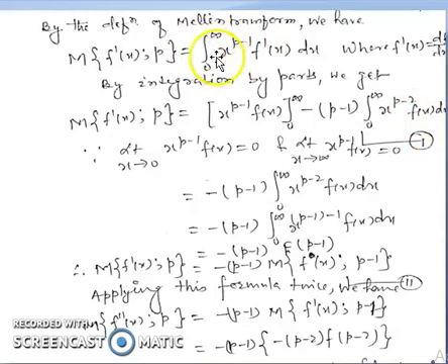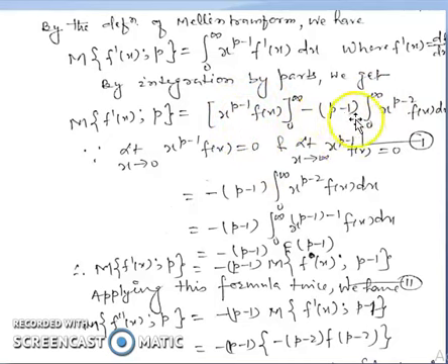After integrating this by parts, we get the result x to the power p minus 1 f(x) from 0 to infinity minus (p minus 1) integral from 0 to infinity of x to the power p minus 2 f(x) dx. Since the limit as x tends to 0 of x to the power p minus 1 f(x) equals 0, and the limit as x tends to infinity of x to the power p minus 1 f(x) again equals 0, the first part of the result is 0.